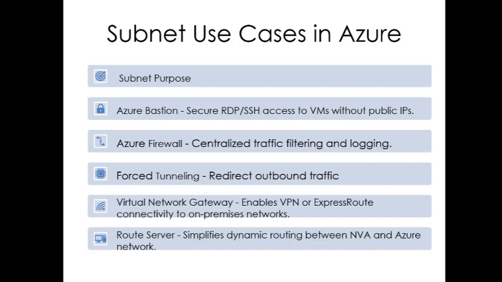So for RDP, it uses port 3389, while for SSH you use port 22. Then Azure Firewall: centralized traffic filtering and logging.